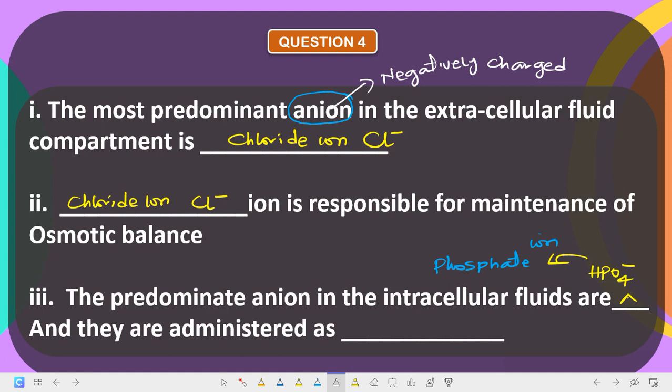Now, the chloride ion is responsible for maintenance of osmotic balance. The predominant anion in the intracellular fluids is the phosphate ion, and it is administered as phosphate salt. Okay, now let's take the next.